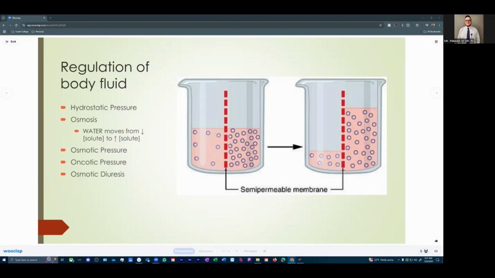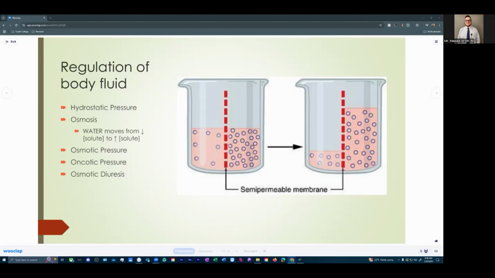Overall, we're going to talk about diffusion and osmosis. I have a slide coming up on diffusion, but diffusion is the basic concept of solutes moving. Osmosis is water moving. So we'll talk about that difference. Diffusion is those solutes, those particles, moving to equalize a concentration of something, and osmosis is the water moving to equalize a concentration between solutes.